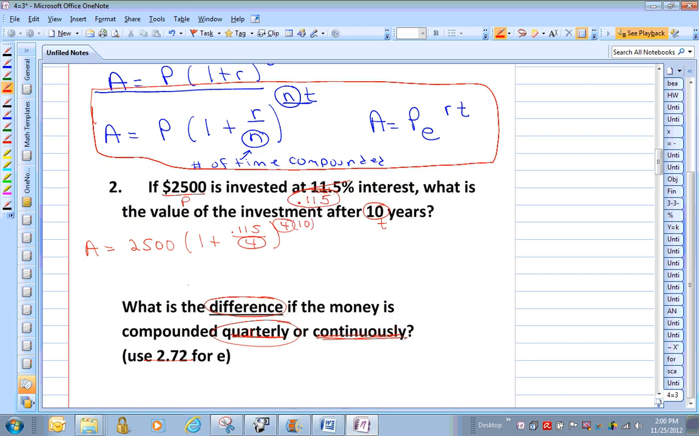All right, we're going to figure that out in our calculator in a minute. We're also going to calculate it as continuous, so that would be A equals our principal 2,500 times E, and remember we're going to use 2.72 for E, raised to the rate, which is 0.115 times 10. Let's calculate both of these in our calculator and see what we come out with. This is the part you need to make sure you are doing correctly, your substitution, but also practice the calculator part.